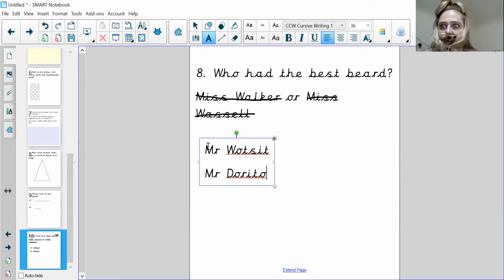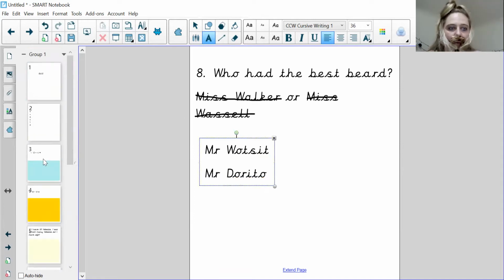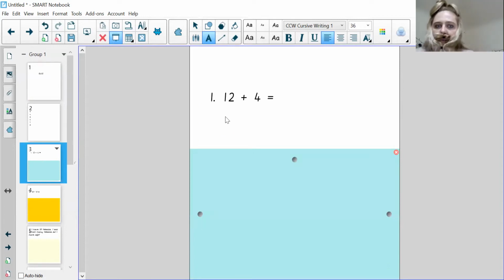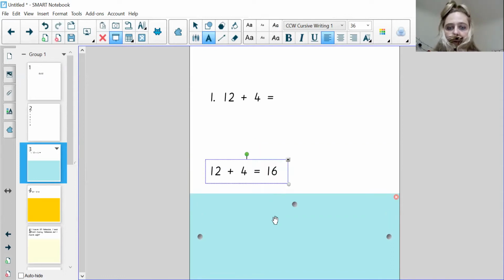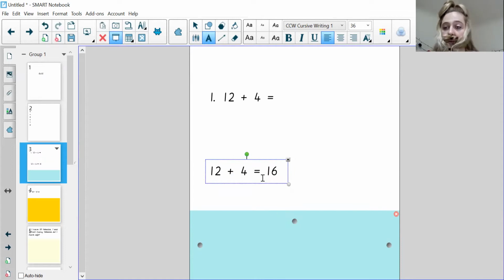Okay, that's all the questions for today. We're going to go back now to question number 1 and mark the answers. Here we go. The first question was 12 take away 4. And children, the answer to that question, it's 12 add 4. And the answer to that question is 16. Give yourself a lovely little tick if you put 12 plus 4 is 16.